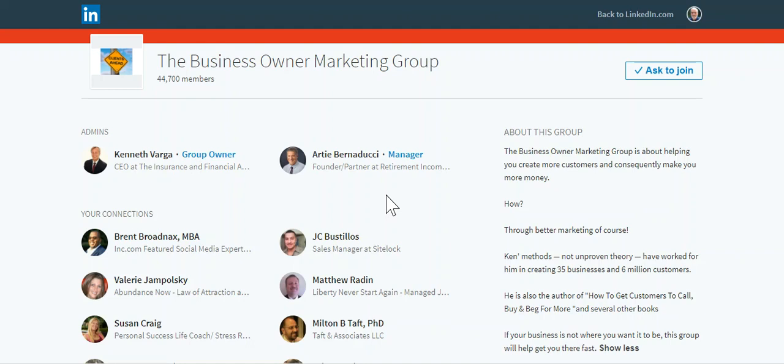I'm hoping to see that change because I really like groups. But right now, you don't see too much conversation in the group like you used to. The whole intent of this was to stimulate networking and so forth.